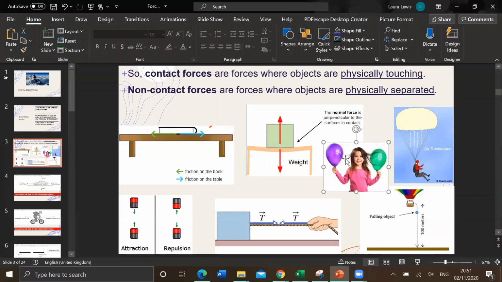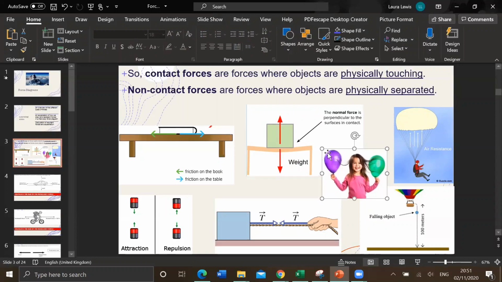This is representing the electrostatic force, okay, because the girl's hair has been attracted to these balloons. So it's actually a non-contact force because the balloons are attracted before touching. This is a person in a parachute, shooting out of a plane. So air resistance is another force that we'll come across a lot. Some of these you'll come across more than others. So air resistance is a very common force. Friction is a common force. Weight is a very common force, of course.